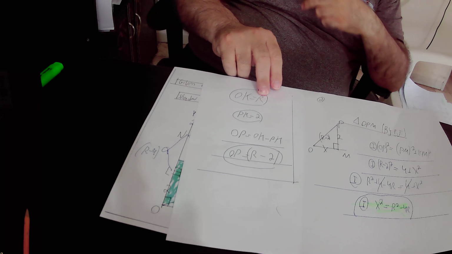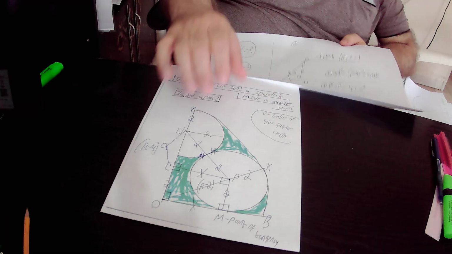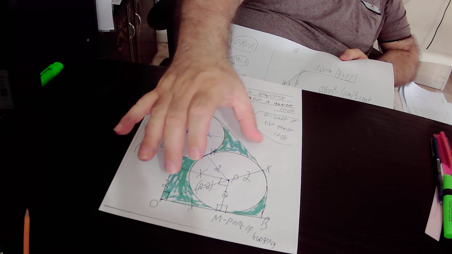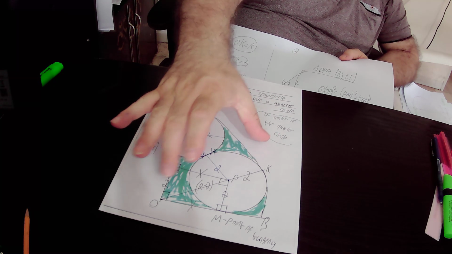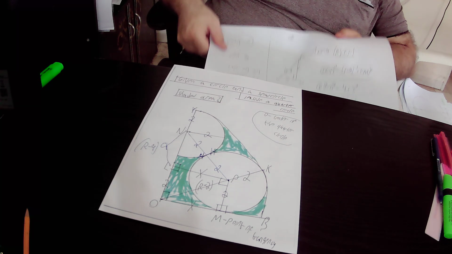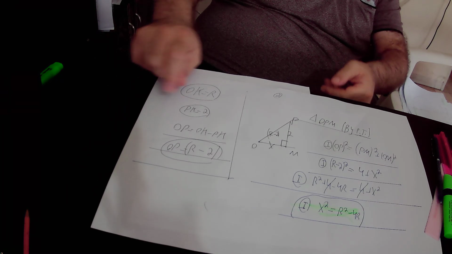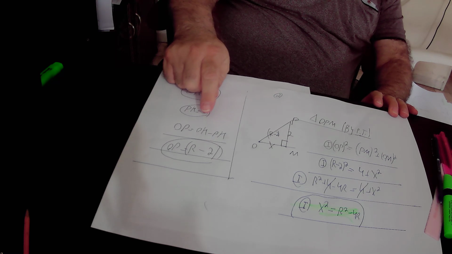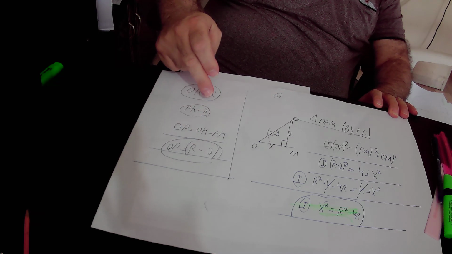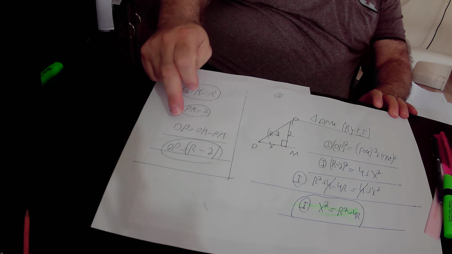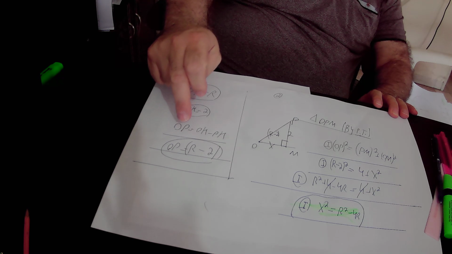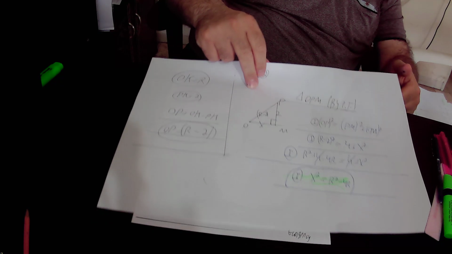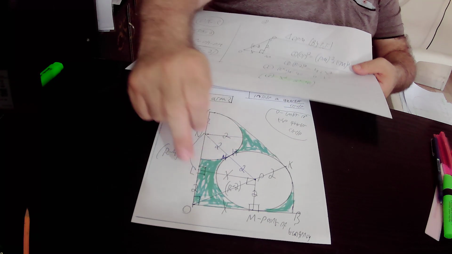And what is the length of OP? The length of line segment OP is equal to OK minus PK. Again, OK minus PK equals OP. OK equals capital R, and PK equals 2. So in conclusion, we found out that the length of line segment OP equals R minus 2. Here, OP equals R minus 2.